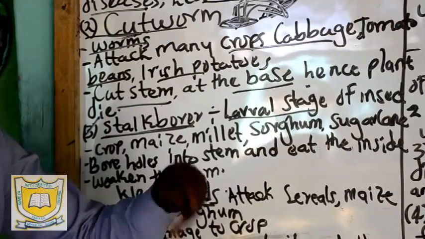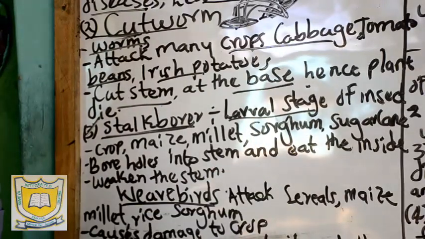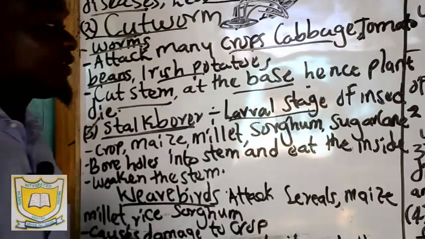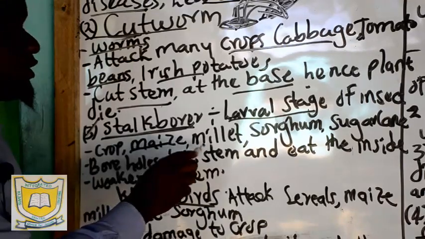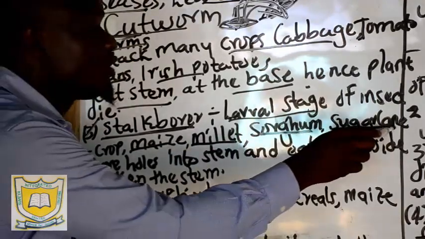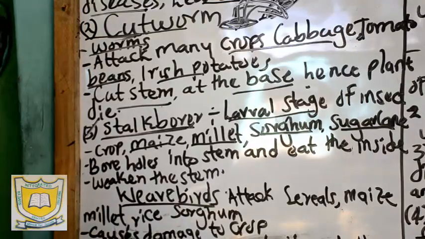Now when we are talking about the stalk borer, these are insects at a larval stage. The insects have some stages, and the stalk borer is just a stage. That's a larval stage of insects. What are the plants that are mostly affected by the stalk borers? Number one, we talk of the maize, millets, sorghum, sugarcane. Now, what is the effect of these stalk borers?